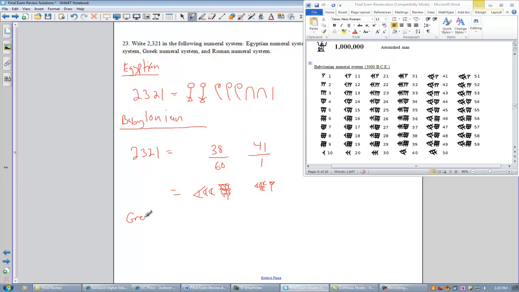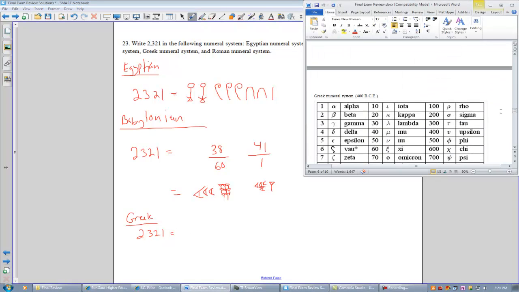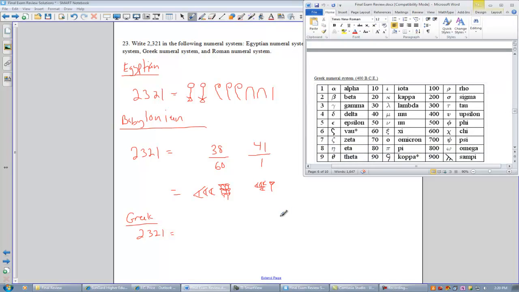In the Greek numeral system, to write 2,321, let's go down to the Greek numeral system. To write one thing, I write an alpha. So first I write an alpha on the right here. And then to write 20 things, I write a kappa, so this K looking symbol. And then for 300 things, I write a tau. So here's tau. And then for this 2,000, the idea is you reset and you come back here, and 2,000 is actually beta. So when you write beta in this spot, it actually represents 2,000 things.